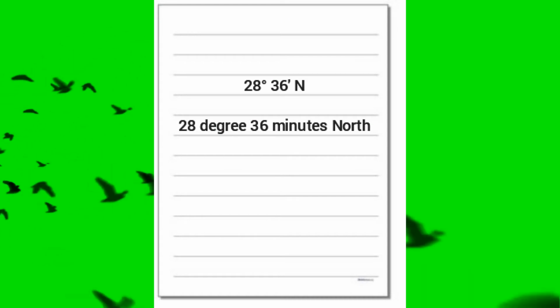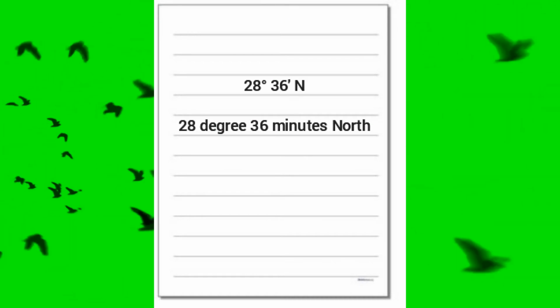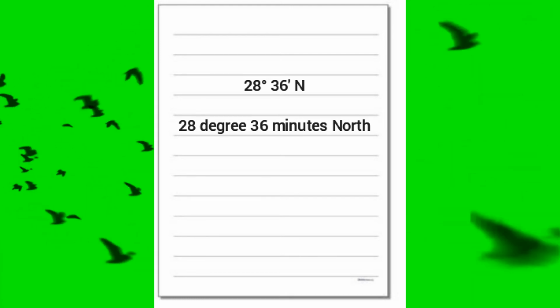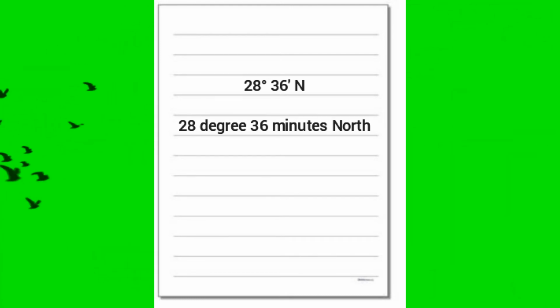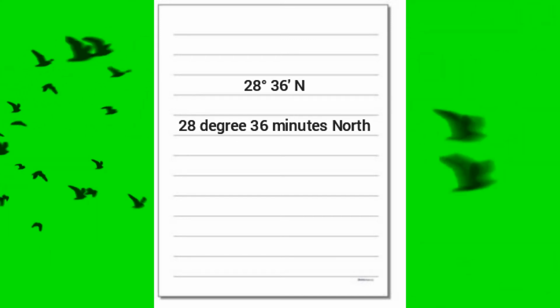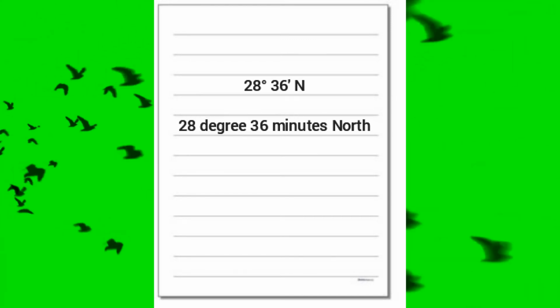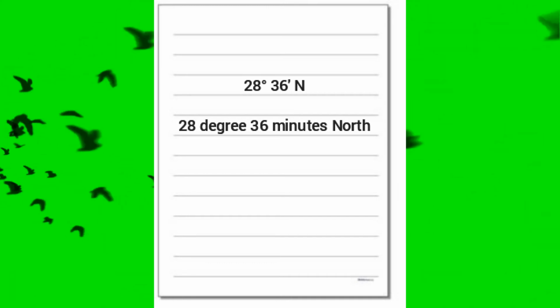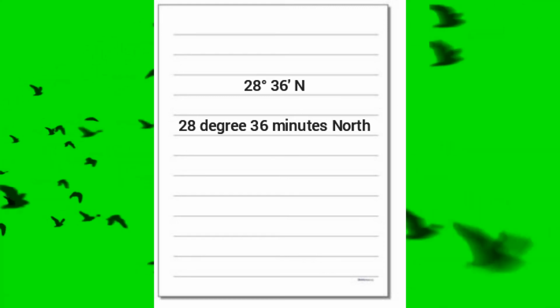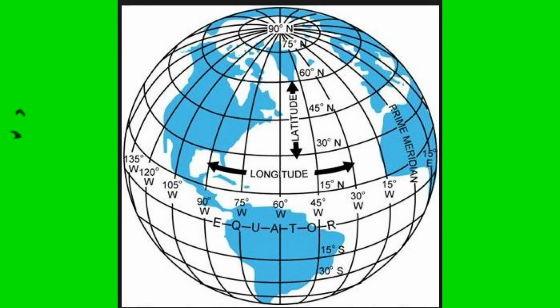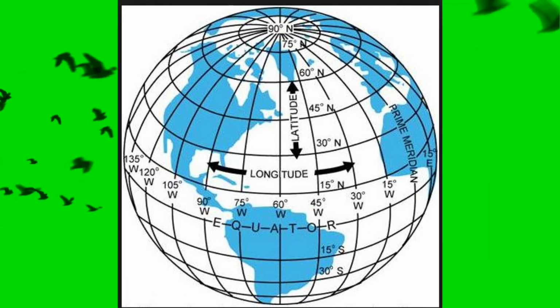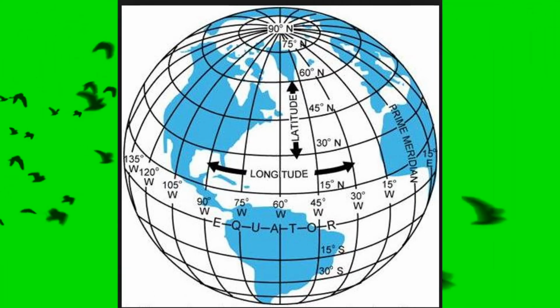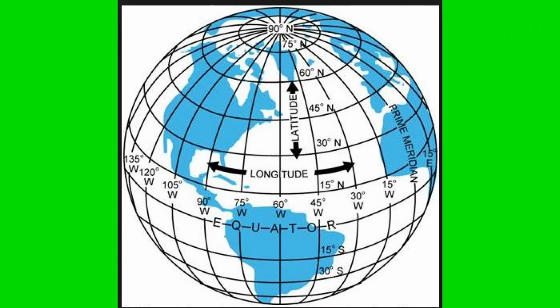So now at last let us see how to read these coordinates. So for example, take 28 degree 36 and then there you can see there is an apostrophe mark and north. So we will read it as 28 degree 36 minutes north. Apostrophe mark को you have to read it as minutes because the space between each degree is divided into minutes. हर एक डिग्री के बीच में जो स्पेस है उसको मिनट्स में डिवाइड किया गया है. So we can get the exact location.